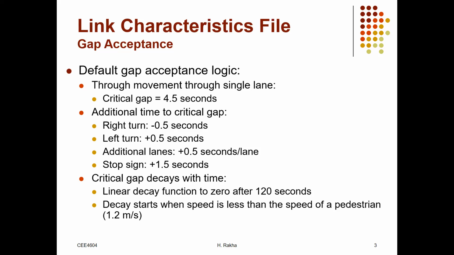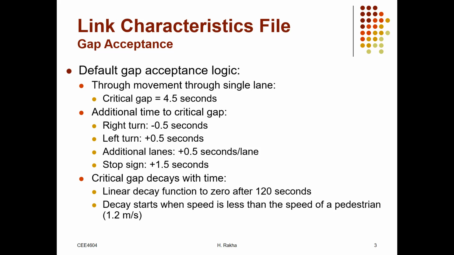For a left turn, you add 0.5 seconds. So instead of looking for a gap of 4.5 seconds, you're going to be looking for a gap of 5 seconds. And for each additional lane that you have to go through, so let's say you have a left turn movement that has to go through 2 lanes of opposing flow. For the first lane, the closest lane to it, it will be looking for a gap of 5 seconds. For the second lane, it will be looking for a gap of 5.5 seconds. And then for the third lane, you'll be looking for a gap of 6 seconds. So every additional lane, we're going to be adding half a second.